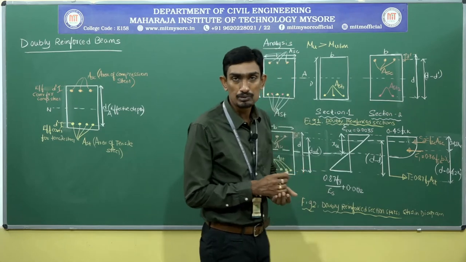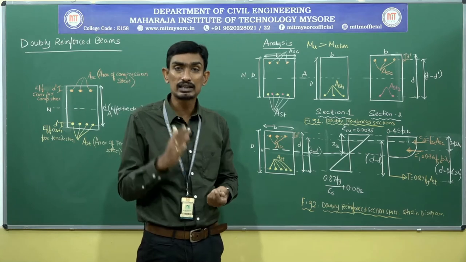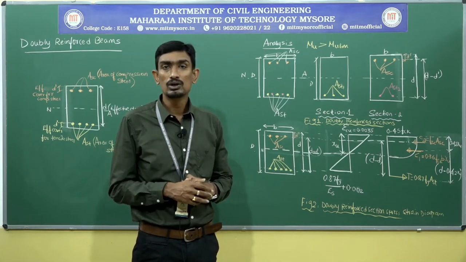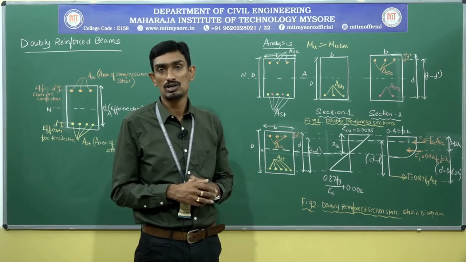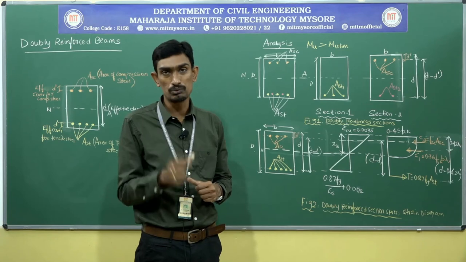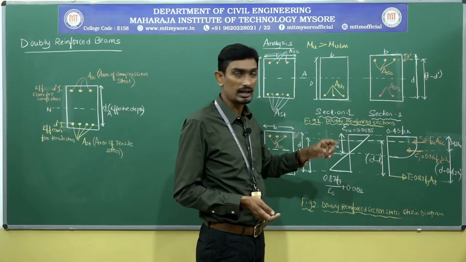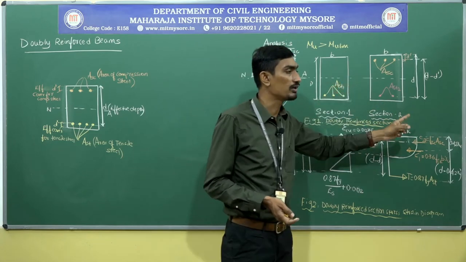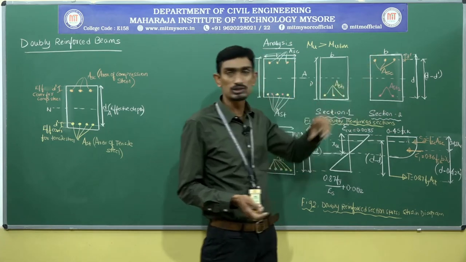So remember this point: this AST2, or additional steel in the tension zone, has been provided to take care of or to balance the compression steel. That is the meaning of AST2. As I stated, in section 1 it will be singly reinforced. So now it will be converted to doubly reinforced, which means it will have reinforcement in both the zones.